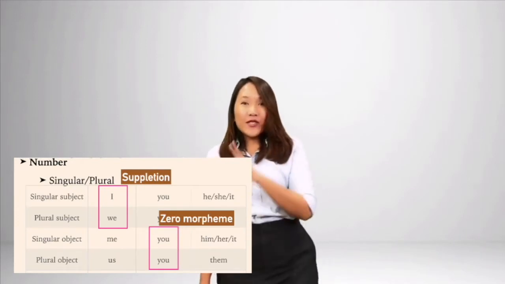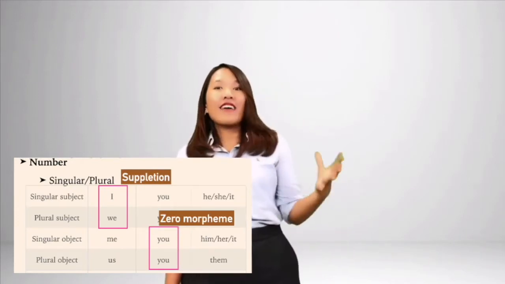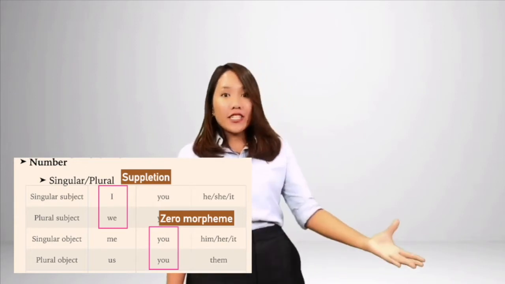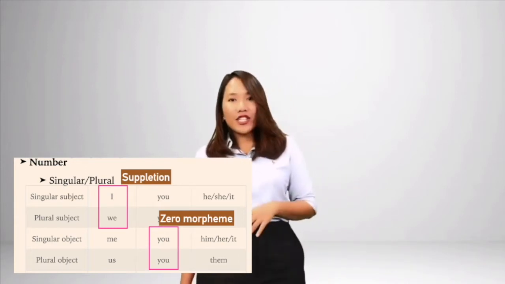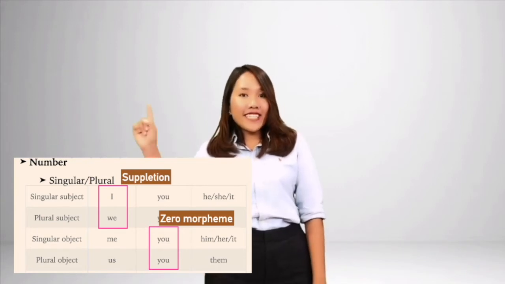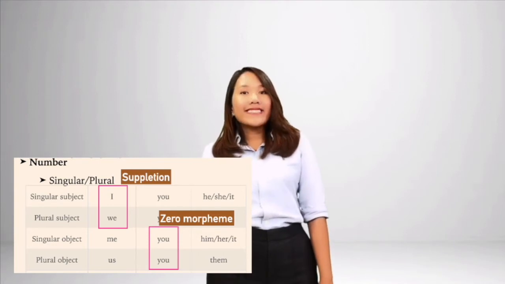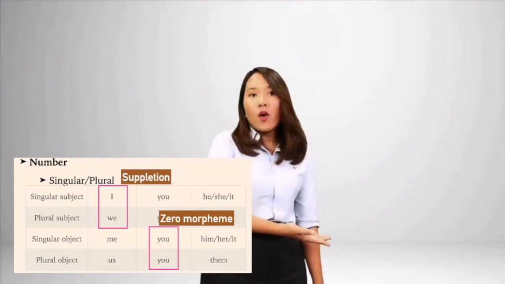There is a special case that English personal pronouns can be inflected by number as well, which means they can receive singular and plural grammatical categories. For example, in the case of singular subject I and plural subject we, or singular object me and plural object us.